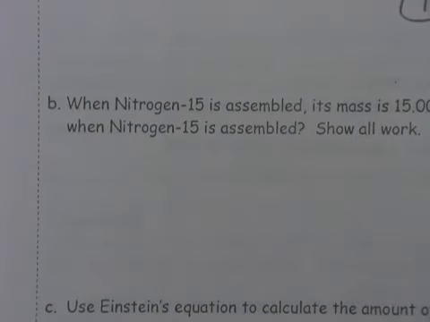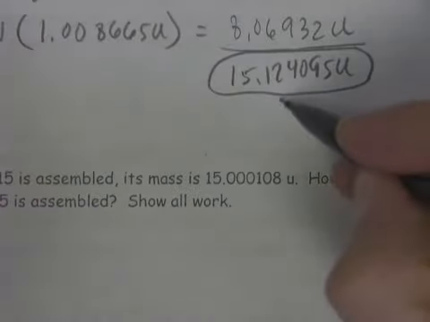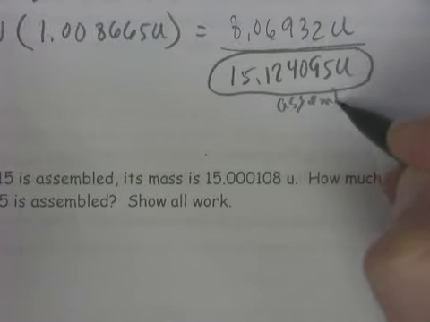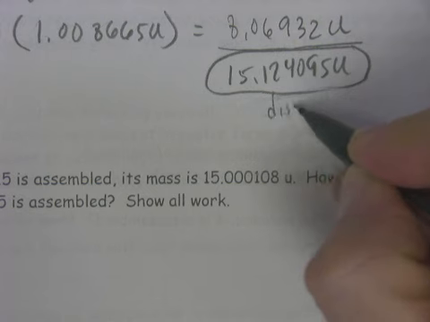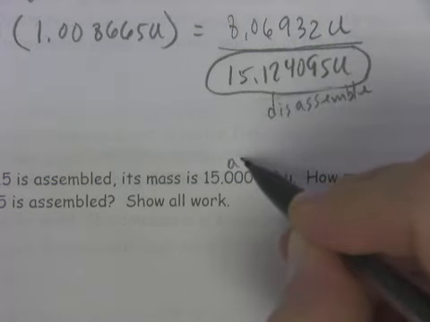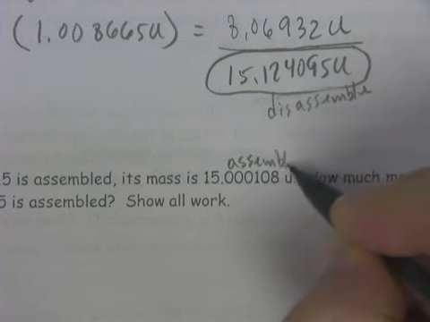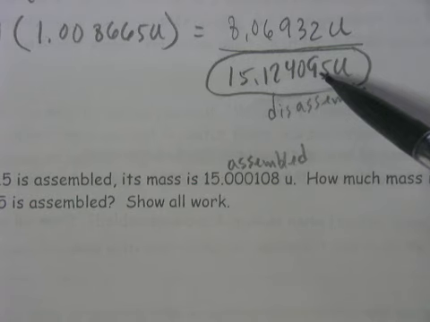When nitrogen is assembled, its mass is 15.000108 U's. How much mass is destroyed, which we call the mass defect, when nitrogen 15 is assembled? Show all your work. Well, let's see if the numbers actually make sense. Check them out. This is when it's disassembled, and this is when it's assembled. And check it out. This number really is indeed bigger than this number.